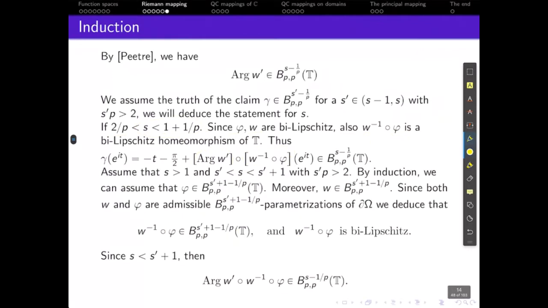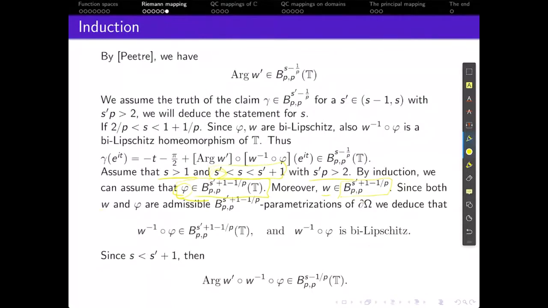Now let's assume by induction that s is greater than 1, and take s prime that is in this range, and satisfying that s prime times p is greater than 2. By induction, we assume that this is satisfied for s prime. So phi is already in this space. Now omega is also in this space, because s prime is smaller than s, and omega is in s plus 1 minus 1 over p. So both functions omega and phi are admissible Besov parameterizations of the boundary. They are both Lipschitz, they are both Besov.